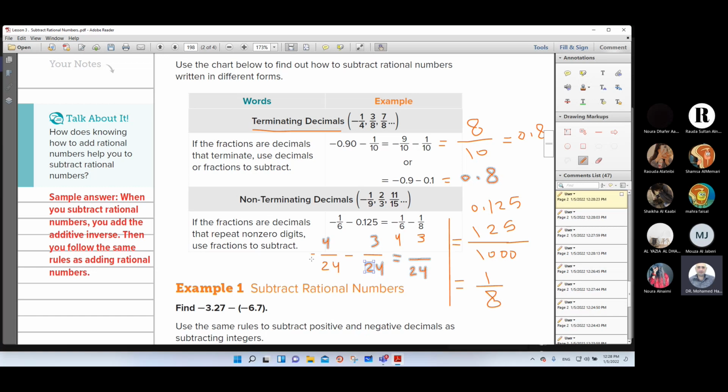Now, as you see here, you have negative here, negative. You have the same sign. So the rule said when you want to add two integers with the same sign, keep the negative. Then add the numerators here, or add the numbers. 4 plus 3 will be 7. So the answer will be negative 7 over 24.